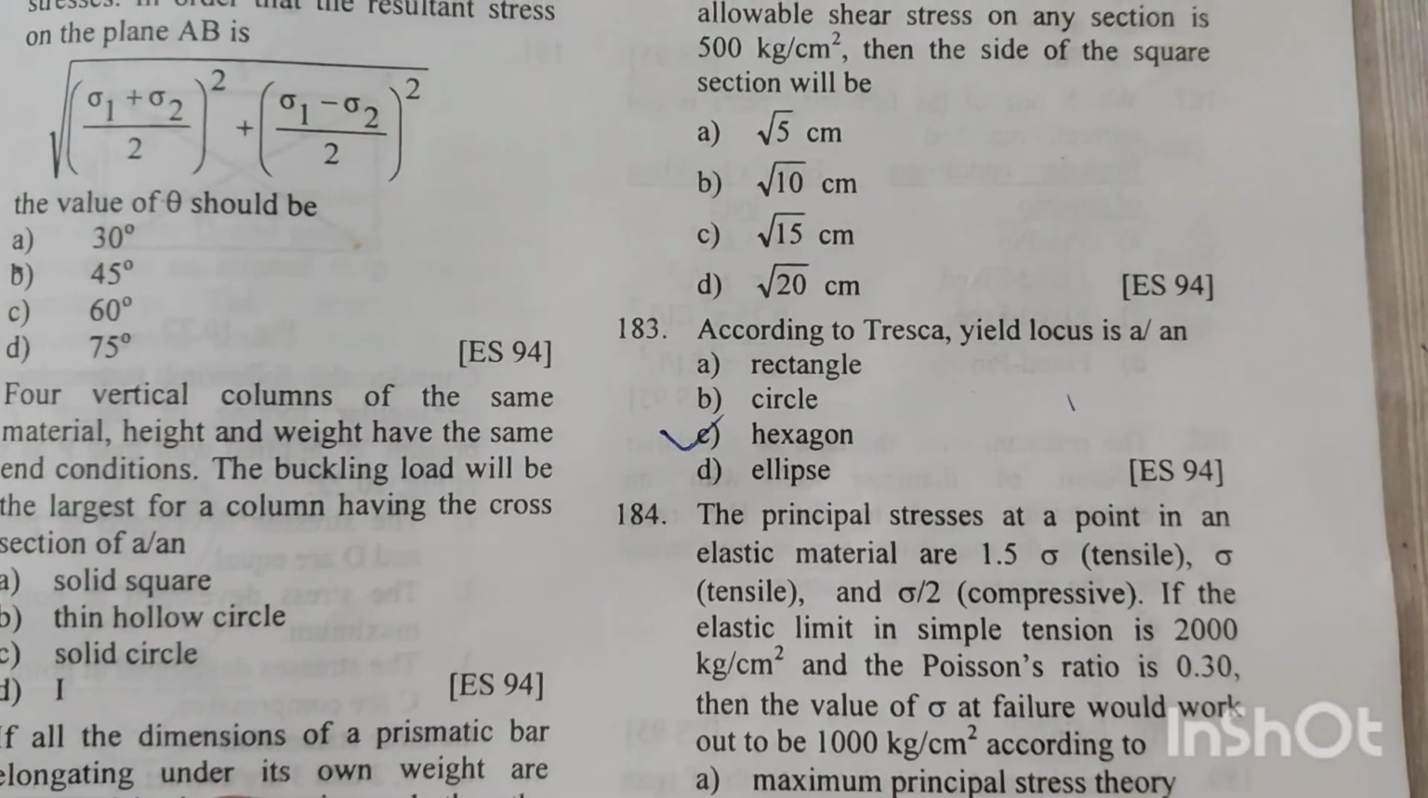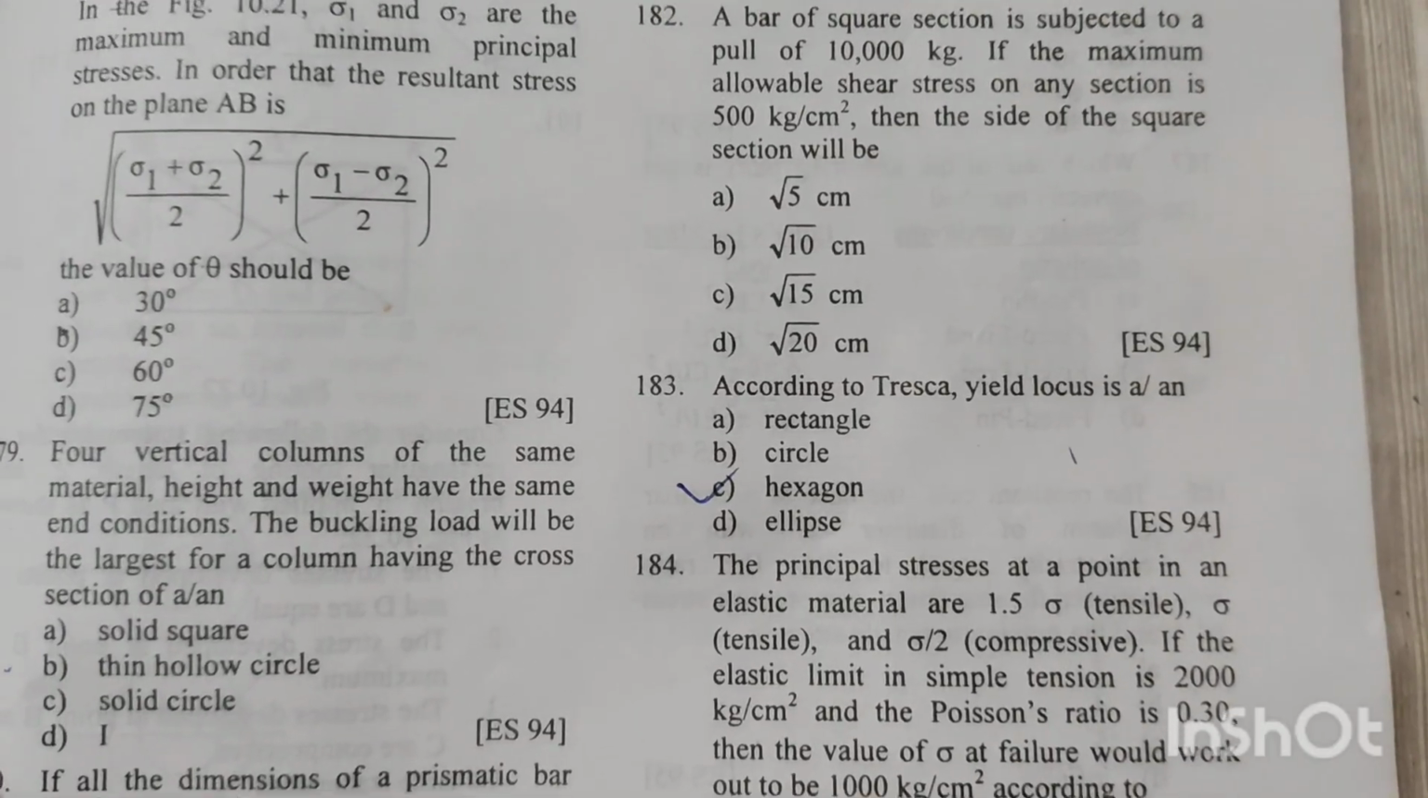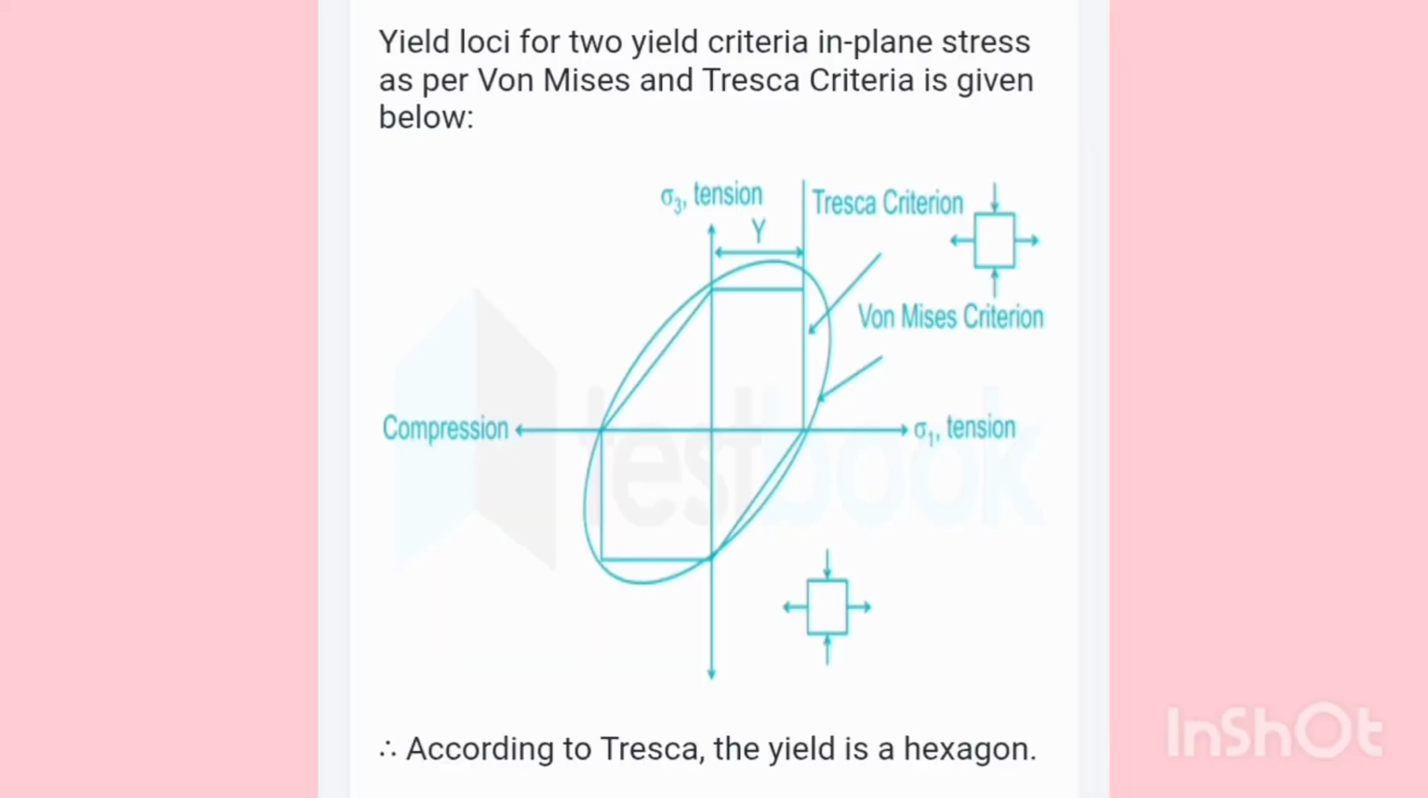Question number 183. According to Tresca, yield locus is a hexagon. Option C is right answer.